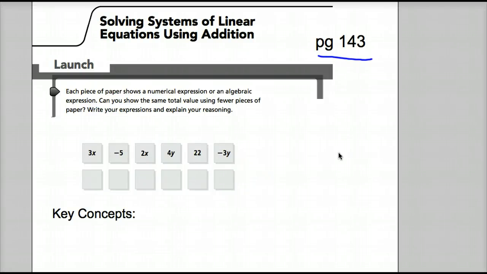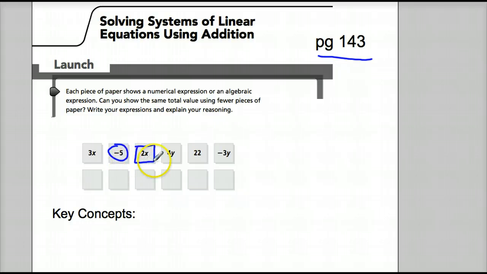All right, starting on 43, we have our launch. It says each piece of paper shows a numerical expression or an algebraic expression. Numerical being the numbers, algebraic being the ones with the variables in them. Can you show the same total value using fewer pieces of paper? Write your expression and explain your reasoning.